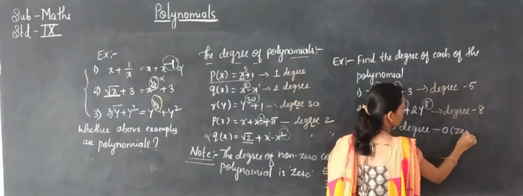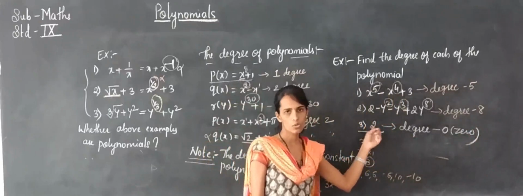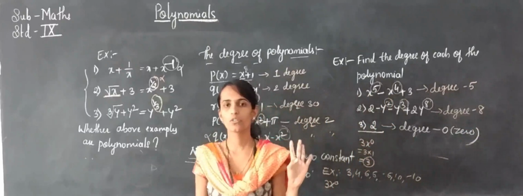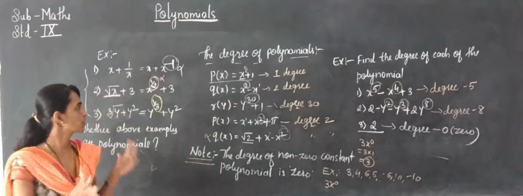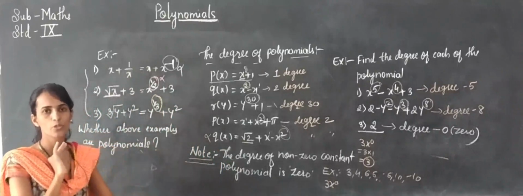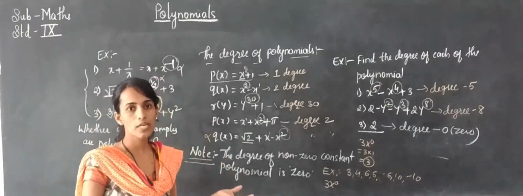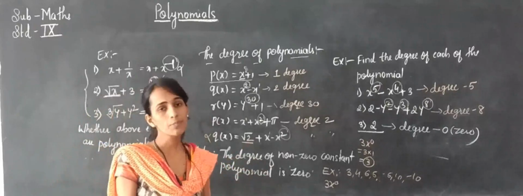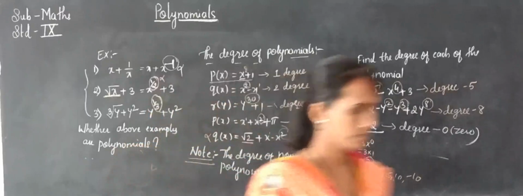Otherwise, we can write it as a constant. It is not 0. So non-zero constant polynomials: the degree of a non-zero constant polynomial is always 0. So this is about what algebraic expressions are, the difference between polynomials and algebraic expressions, the degree of the polynomials, how to find it, and how to get the highest power of the polynomial. The highest power of the polynomial is the degree of the polynomial. So we will see some more examples.